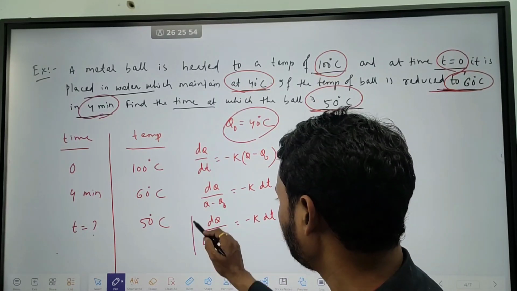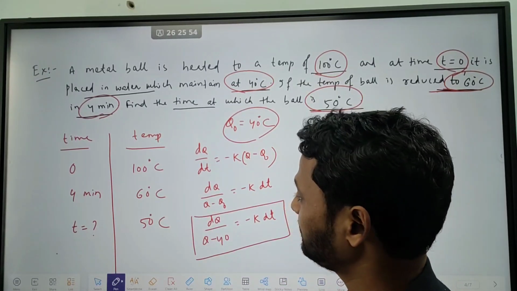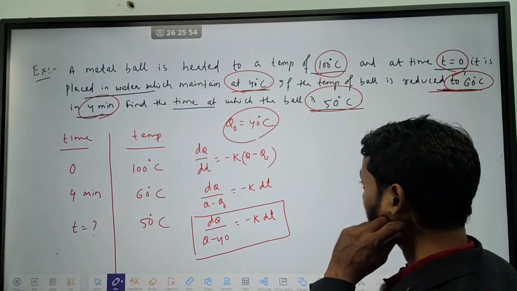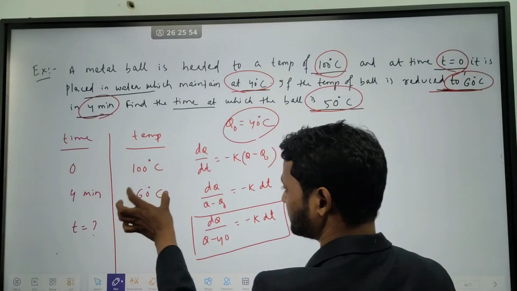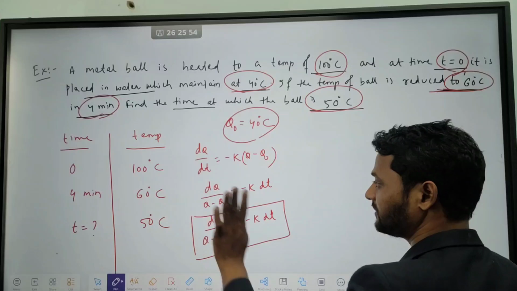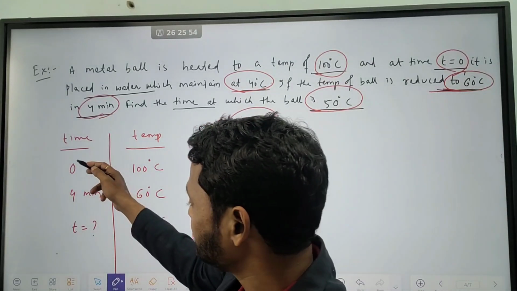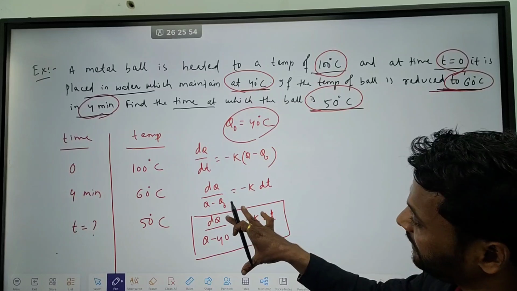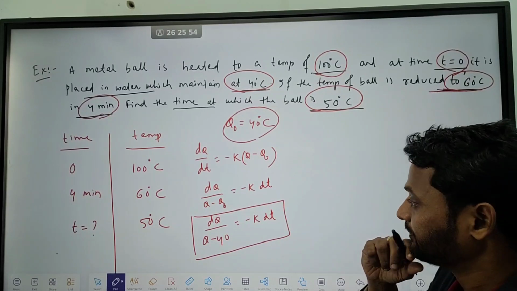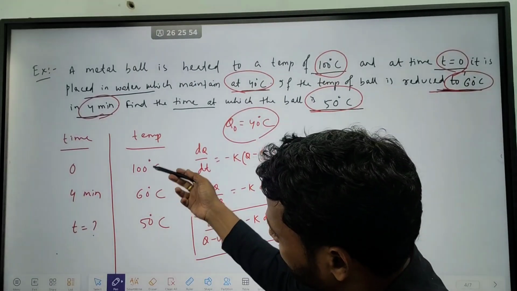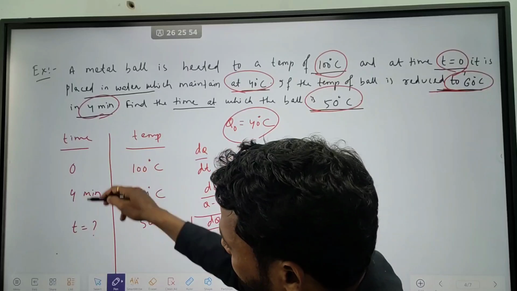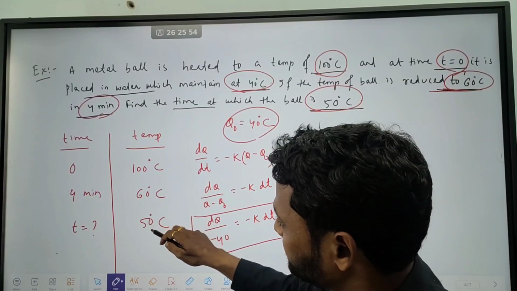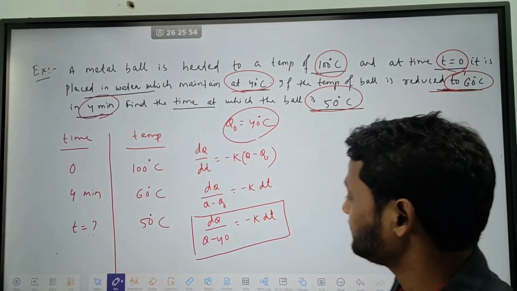Now the point is you have to integrate this function 2 times. For the first integration, you start from 100 degrees Celsius to 60 degrees: the lower limit is 100, the upper limit is 60. For time, the lower limit is 0, the upper limit is 4. For the second integration, while getting the answer like a constant, you start from 100 to 50 and 0 to t. The lower limit is 100, the upper limit is 50. Here the lower limit is 0, the upper limit is t.